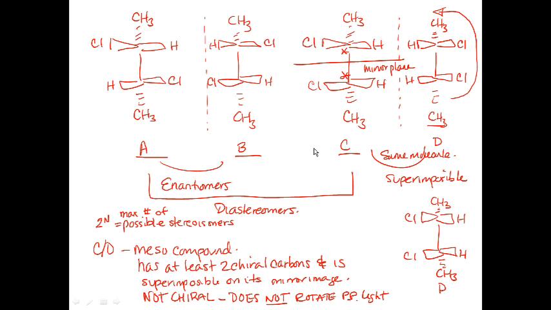So possible definitions for meso compound: it's a compound that has at least 2 chiral centers and is superimposable on its mirror image, or you can also say that it is a compound that has at least 2 chiral centers and an internal mirror plane of symmetry. Okay, so this molecule C is a meso compound. So how about we now go back and we look at some other molecules and try and determine, are they meso compounds?